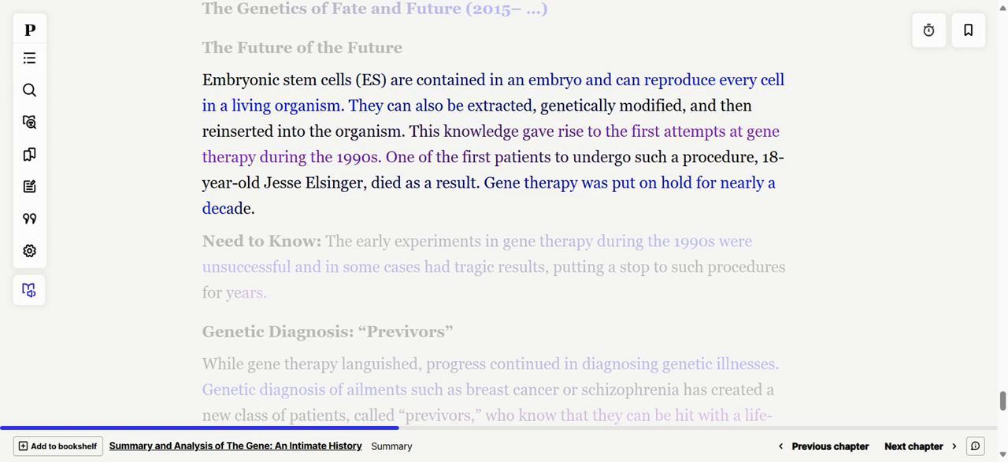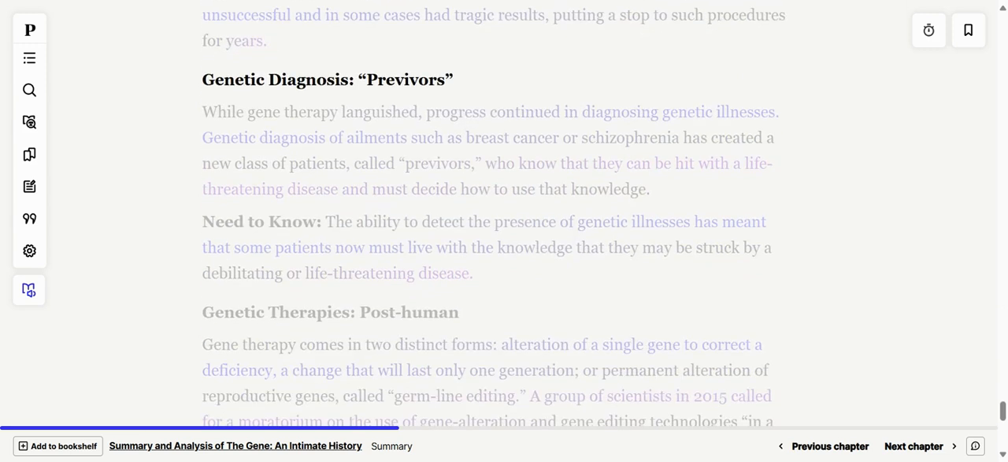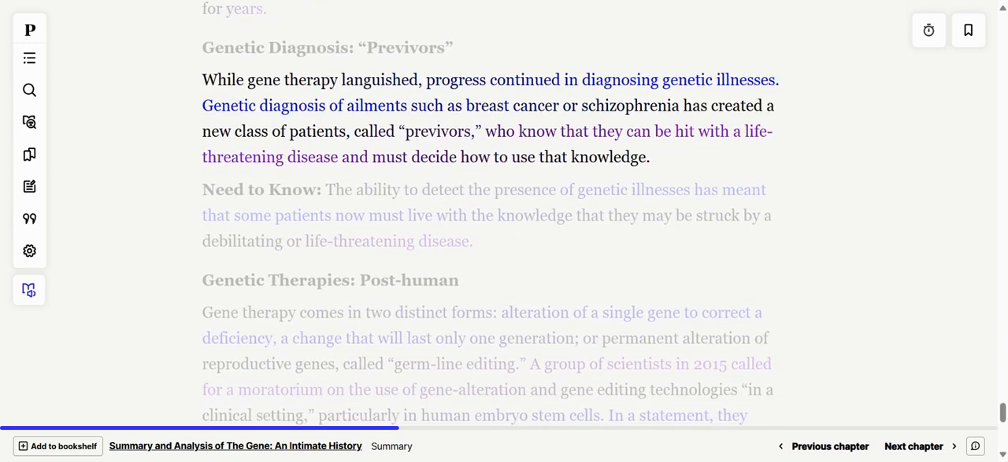Genetic diagnosis, provivers. While gene therapy languished, progress continued in diagnosing genetic illnesses. Genetic diagnosis of ailments such as breast cancer or schizophrenia has created a new class of patients, called provivers, who know that they can be hit with a life-threatening disease and must decide how to use that knowledge. Need to know: the ability to detect the presence of genetic illnesses has meant that some patients now must live with the knowledge that they may be struck by a debilitating or life-threatening disease.